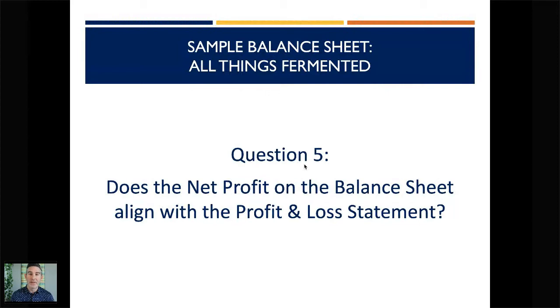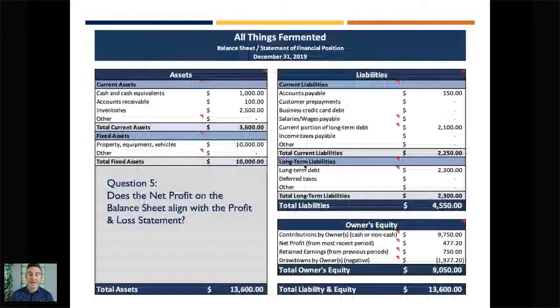So we want to see whether the two are aligning. Again, I said the net profit should align. The net profit that you're getting on your profit and loss statement should show up on the balance sheet. So let's go ahead and note the date. We did that already. So it's December 31st, 2019. And now we want to find the net profit, and we just were looking at that. So it's $477.20.